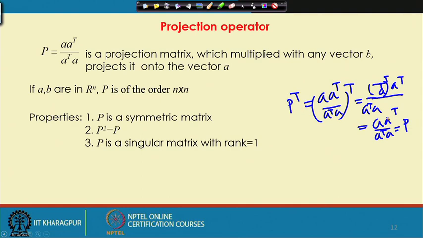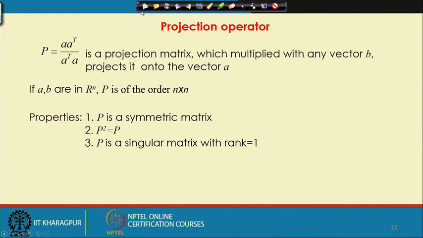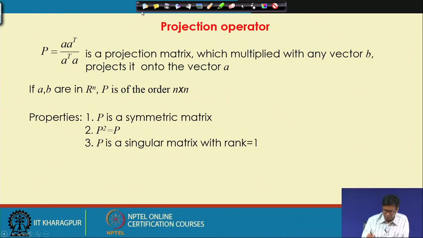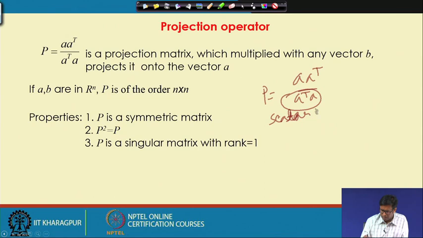P square is equal to P, we can check that if we multiply P, if we do P transpose P, that will again give us P, and P is a singular matrix with rank 1, and this is, I think, little interesting, which we should look into here. So, P is equal to A transpose by A transpose A. The matrix part of P, this part is a scalar. The matrix comes from A transpose.